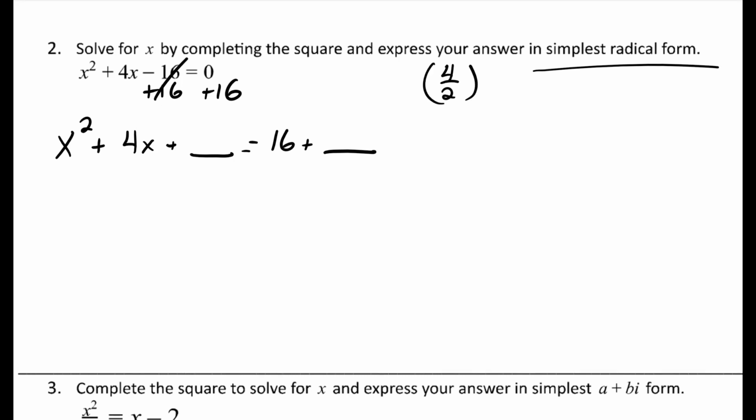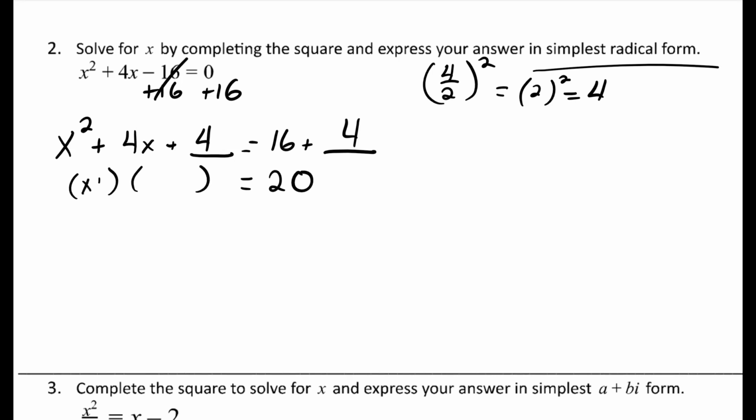So when I take my b value, 4, divide it by 2 and square it, 4 over 2 is 2, and 2 squared is 4. So I'm going to add 4 to both sides. My right-hand side is 20, and my left-hand side, when I factor it, turns into x plus 2 times x plus 2, because 2 times 2 is 4, and 2 plus 2 is 4.